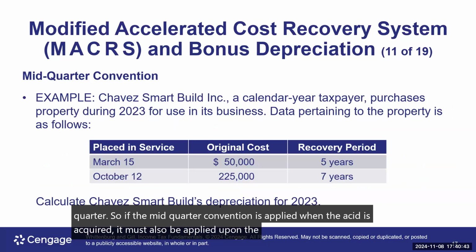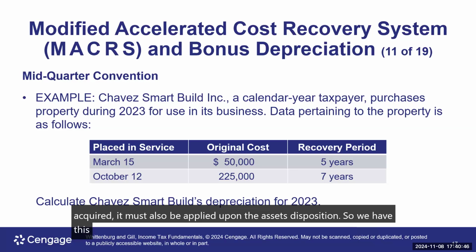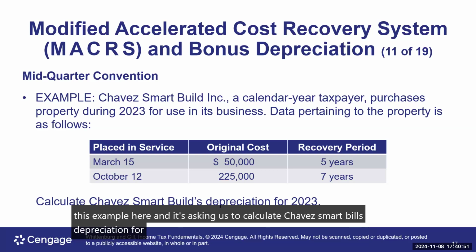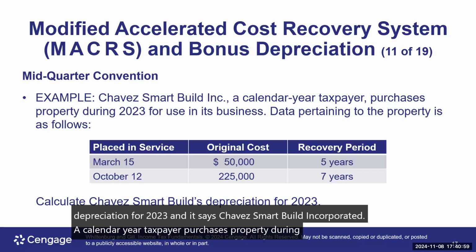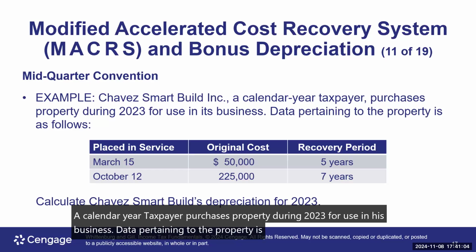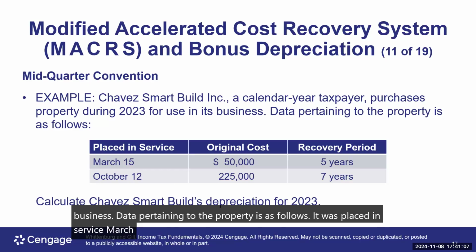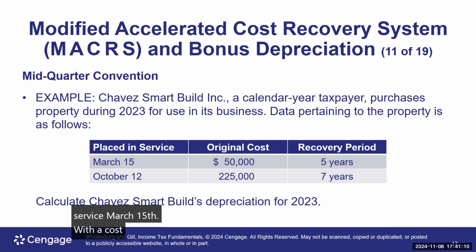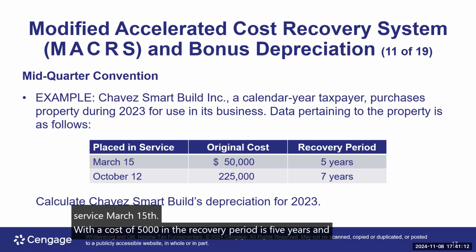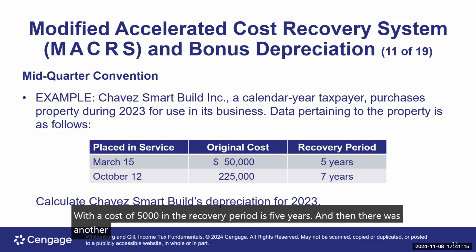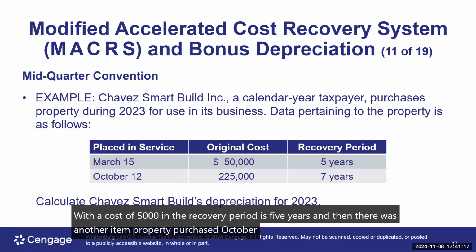So we have this example here, and it's asking us to calculate Chavez Smart Build's depreciation for 2023. It says Chavez Smart Build Incorporated, a calendar year taxpayer, purchases property during 2023 for use in its business. Data pertaining to the property is as follows. It was placed in service March 15th, with a cost of $50,000 and the recovery period is 5 years. And then there was another item, property purchased October 12th with an original cost of $225,000, and the recovery period is 7 years.